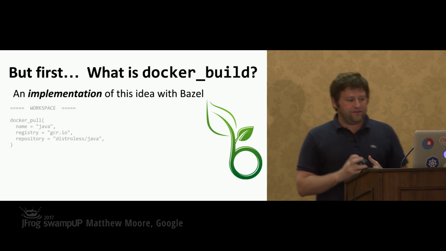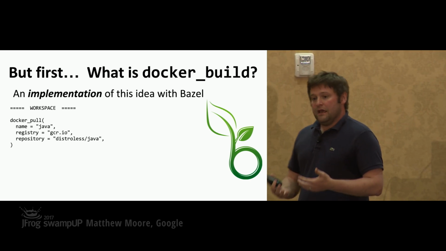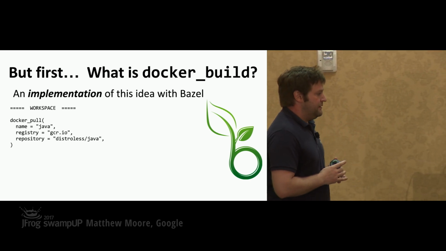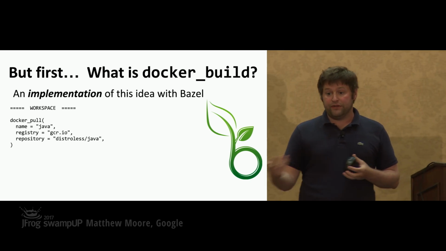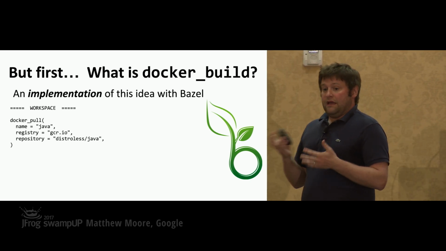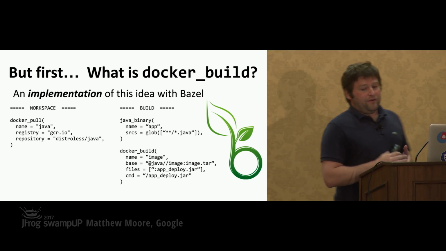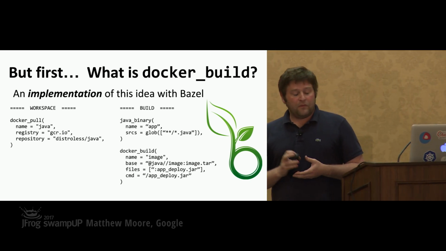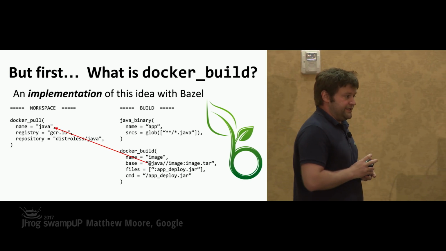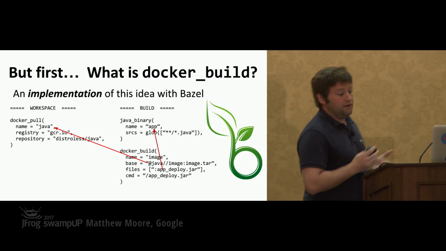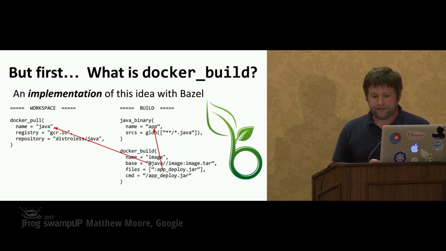So in Bazel, there's this concept of a workspace file. Your workspace is where you declare all of your external dependencies. In this case, I'm going to say, hey, I'm going to build a Java app. I need a Distroless Java image. So I'm going to pull down the Distroless base. And then in my build, I'm going to build a Java binary. And I'm going to package it up into a Docker container. That Docker container is based on my Distroless Java base. And I'm including my app that I built, the jar I built, into that Docker image.